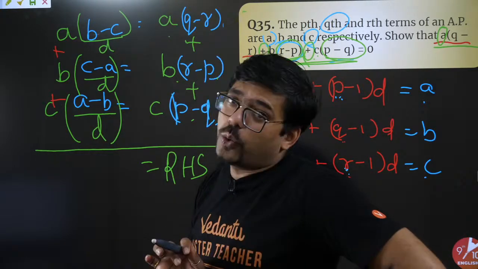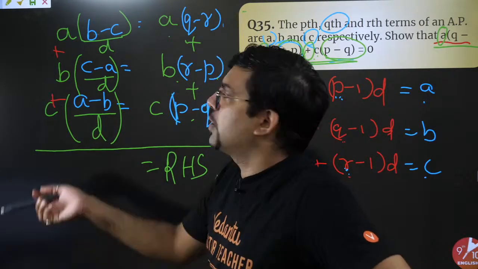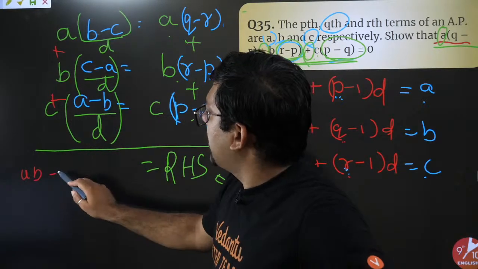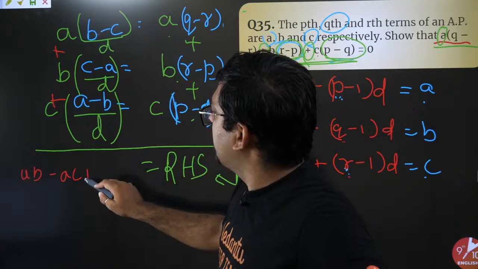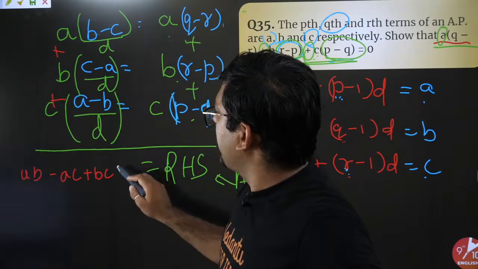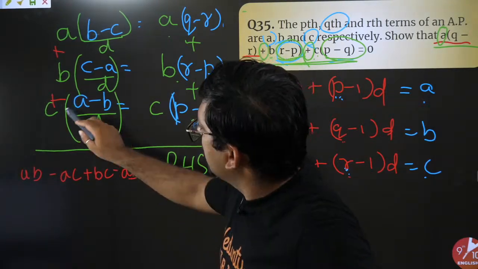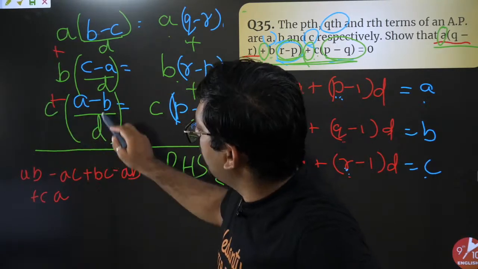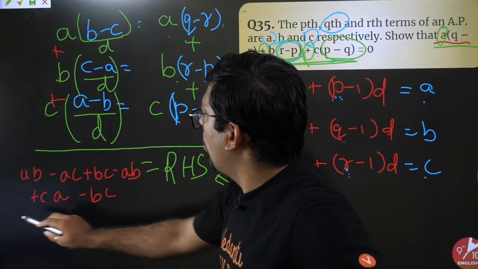And if you have any doubt, you can actually do it right now. A into B, AB. A into minus C, minus AC. Then B into C, plus BC. And B into minus A, minus AB. And then C into A, plus CA. And then C into minus B, minus BC. And the whole divided by D.